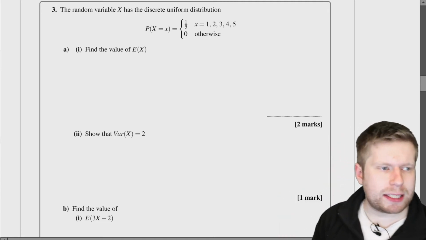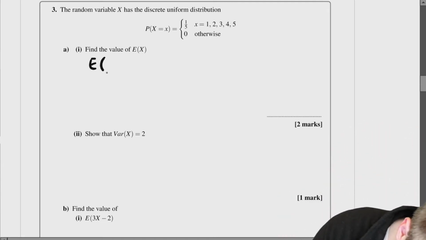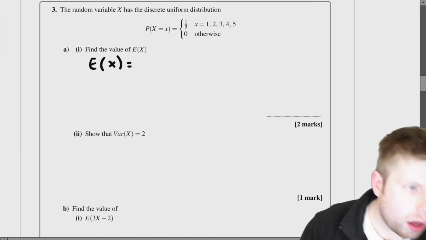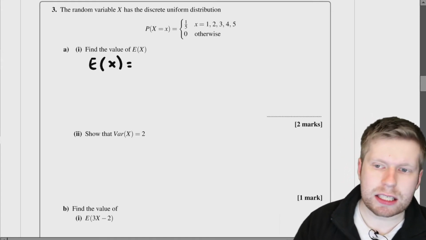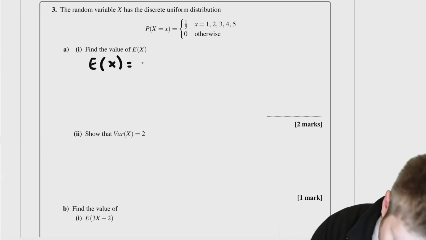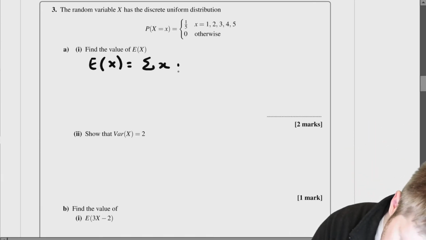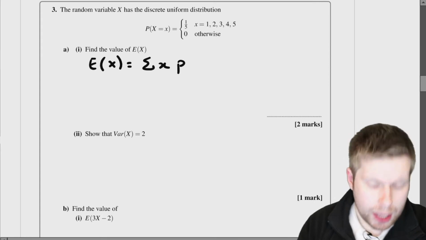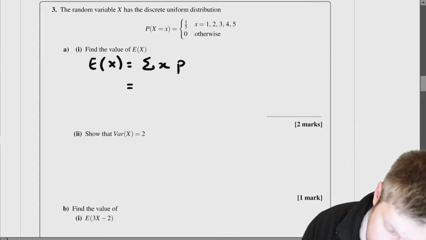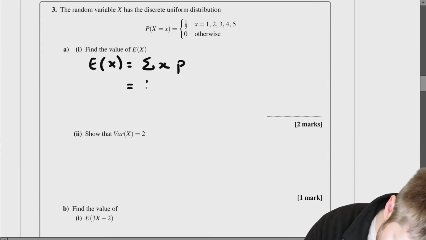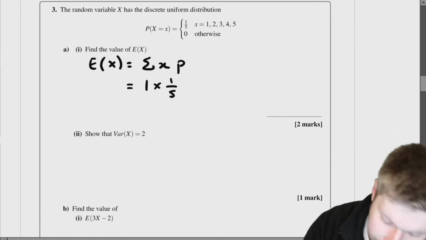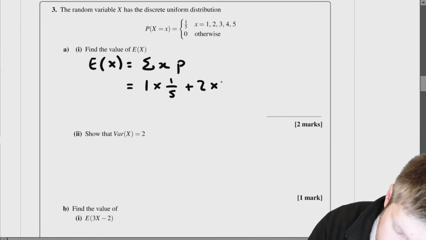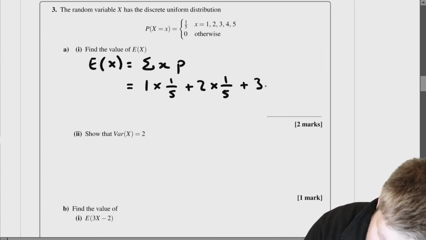So let's find the expectation of x then. Just remember, let's go through this quickly. It's very similar to what we were doing in the last question. Expectation of x, nice and easy. It's just going to be the sum of each outcome times its associated probability. So we're going to take x, which is 1 first of all, times its associated probability, which is 1/5. Then we're going to add that to the next outcome, which is 2 times the associated probability, which is 1/5. And we keep on doing that right the way through to 5.